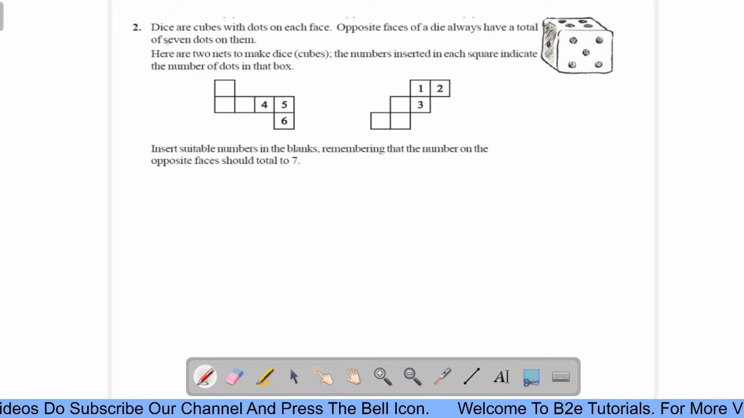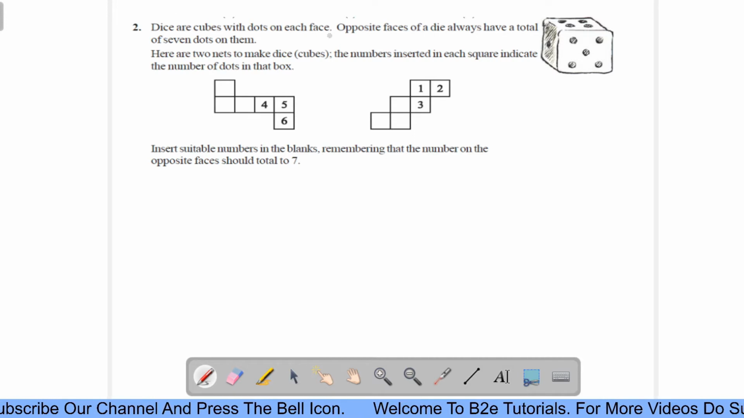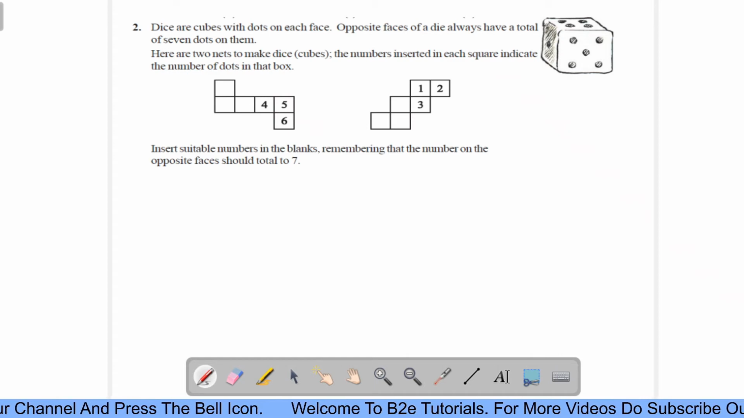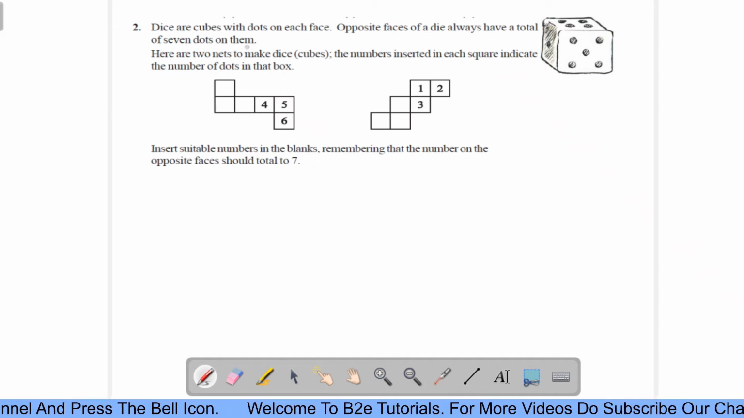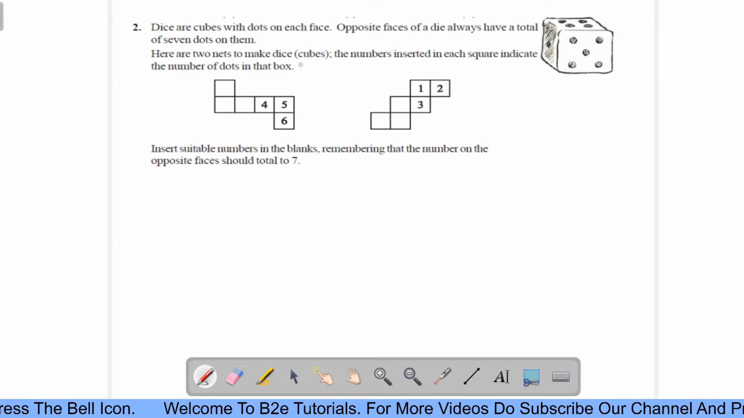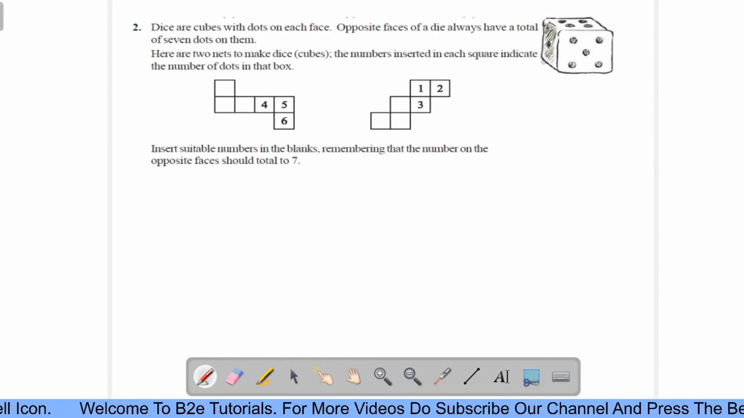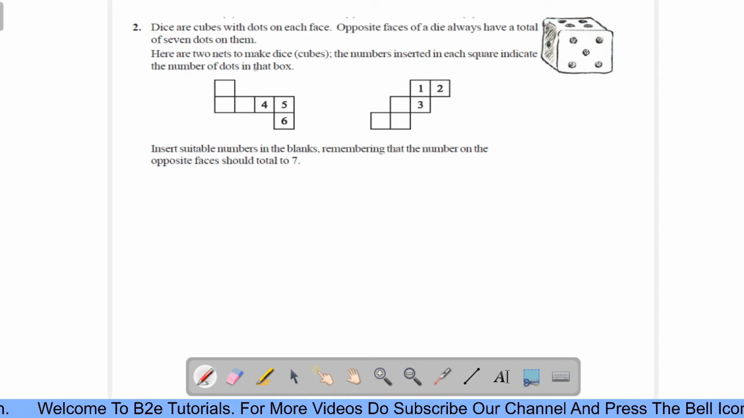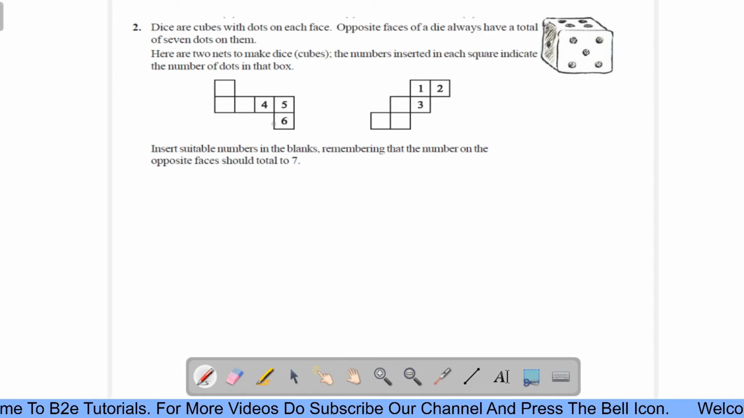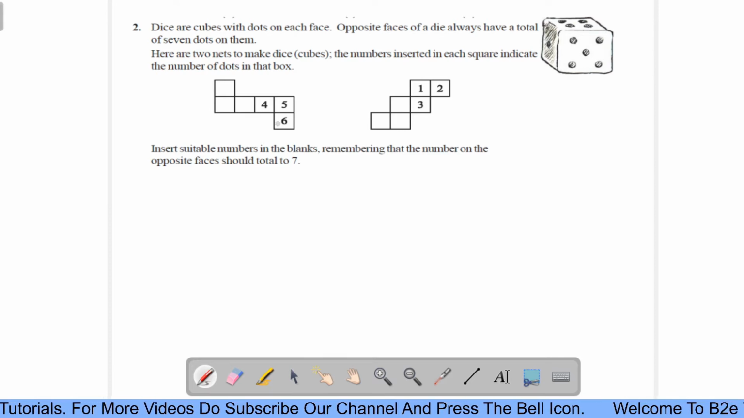Here say question number 2. Dice are cubes with dots on each face. Opposite faces of a die always have a total of 7 dots on them. Here are two nets to make the dice, that is cube. The numbers inserted in such a square indicate the number of dots in that box. Here you have to write numbers so that the sum of opposite faces is 7.